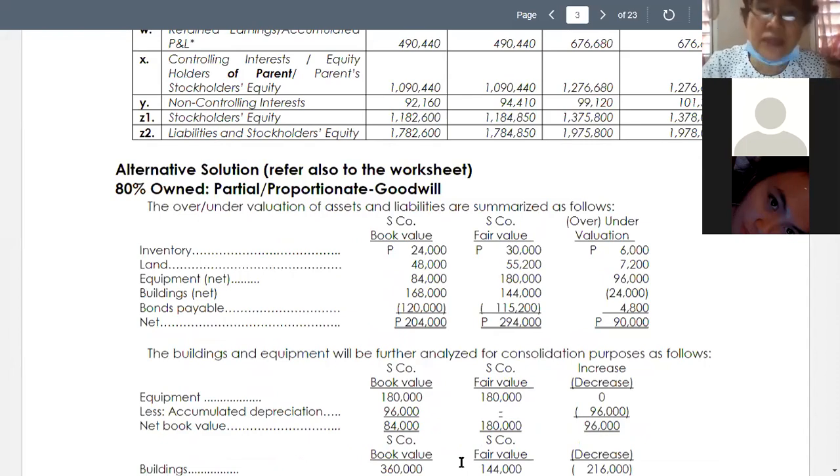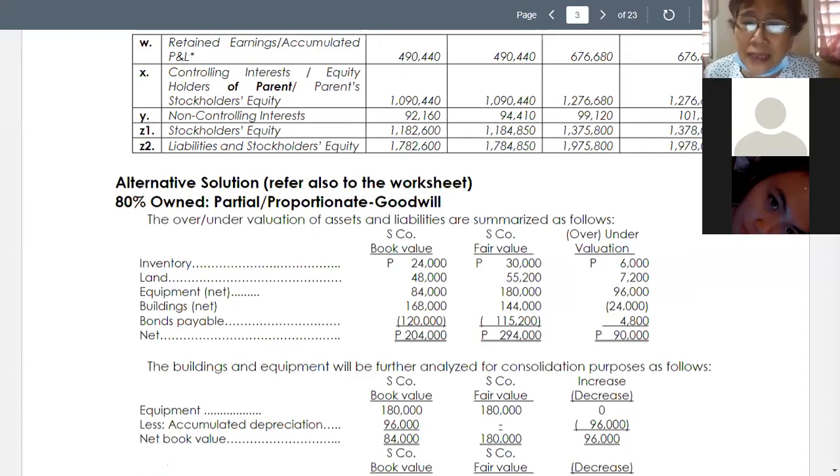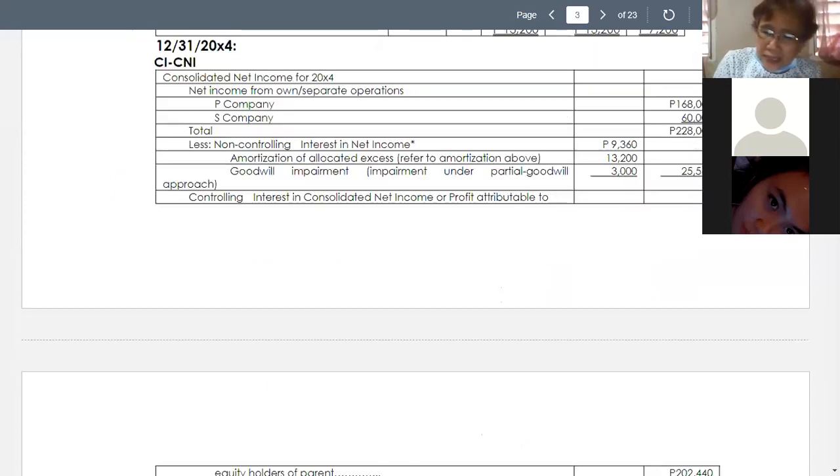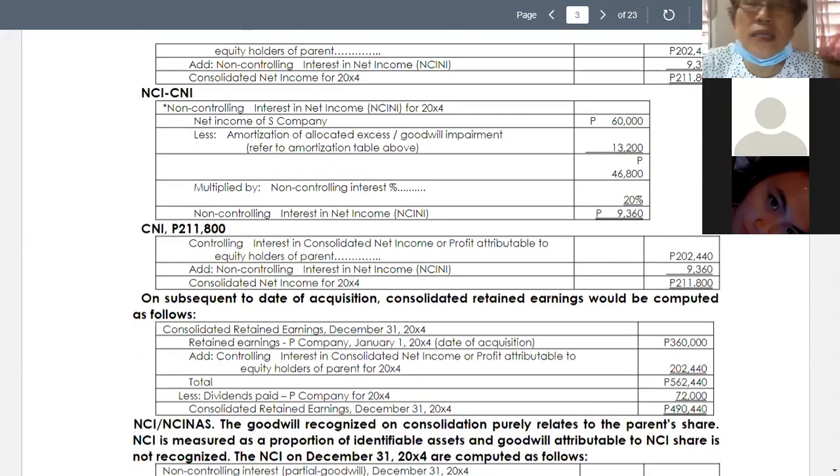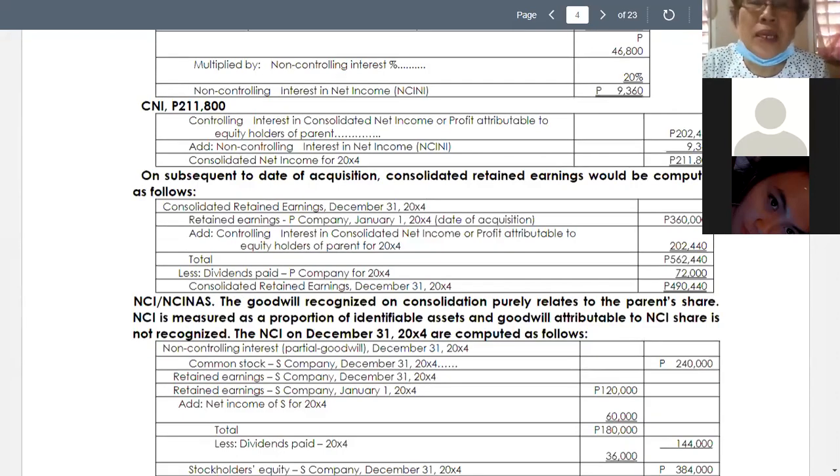So here we have the amounts as stated for the alternative solution. So we have the amounts of the 80% or the partial proportionate goodwill. So take note that we have the undervaluation in the amount of 90,000. And then for the net book value, again, equipment undervaluation of 96,000. And the overvaluation. Here, as I have already told you, we have the consolidated net income, and we have the non-controlling interest net income. And finally, the consolidated net income for 20x4.